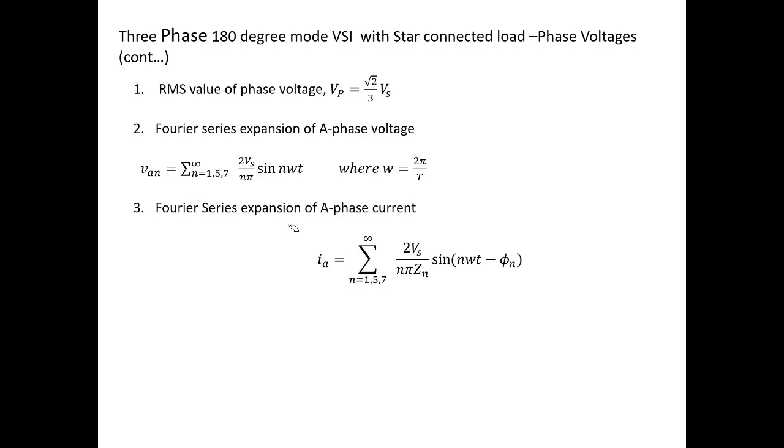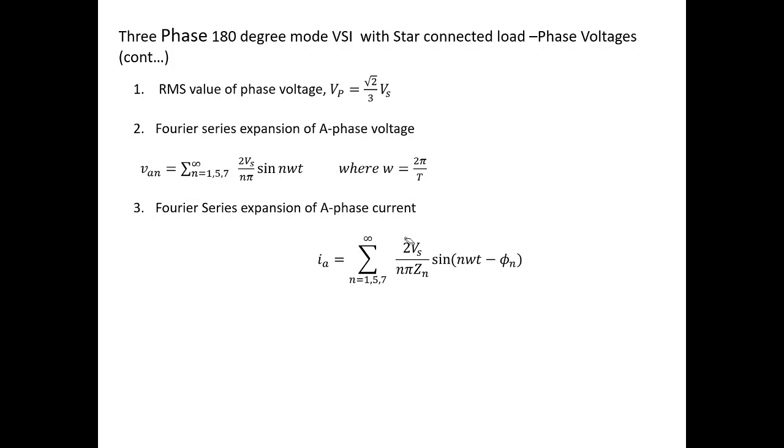Fourier series expansion for phase current. Let me consider A phase current only. Of course, we can obtain B phase voltage and B phase current, C phase voltage and C phase current by shifting the A phase by 120 degrees and 240 degrees respectively. You can do it, I leave it to you. Now coming to the phase current.